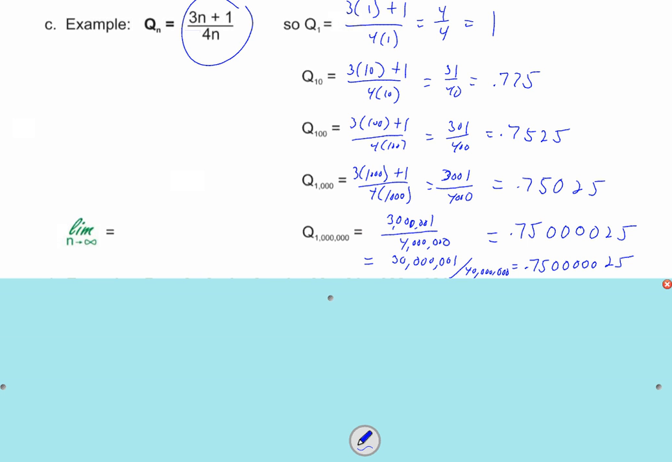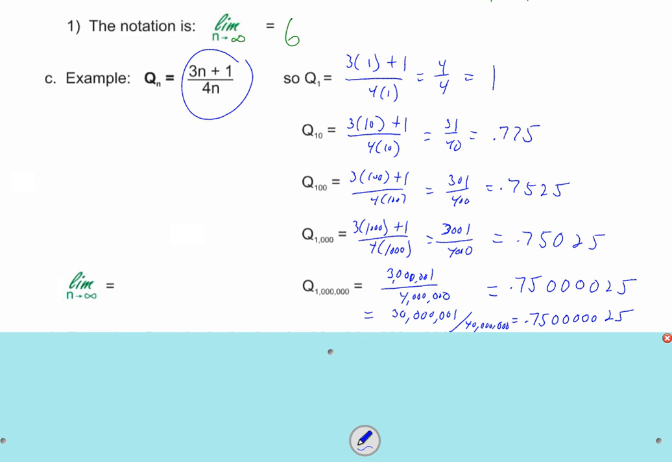Can you now see what we are approaching? Don't say it out loud. I'll give you a chance in a minute. Therefore, the limit is, say it. 0.75. The limit is 0.75. And that is a real number. 0.75 is a real number, right?